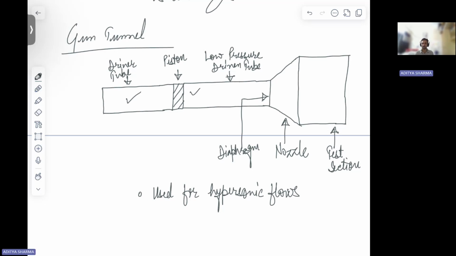So till that time, you have your meaningful time that you can use as your test time, right? So the time from where this pressure wave from the piston strikes the diaphragm, right, to the time when it reaches the piston, reflects from there, and then reaches the nozzle. So till that time, you have this meaningful test time, which you can use for your experiments. So this is your gun tunnel, right?